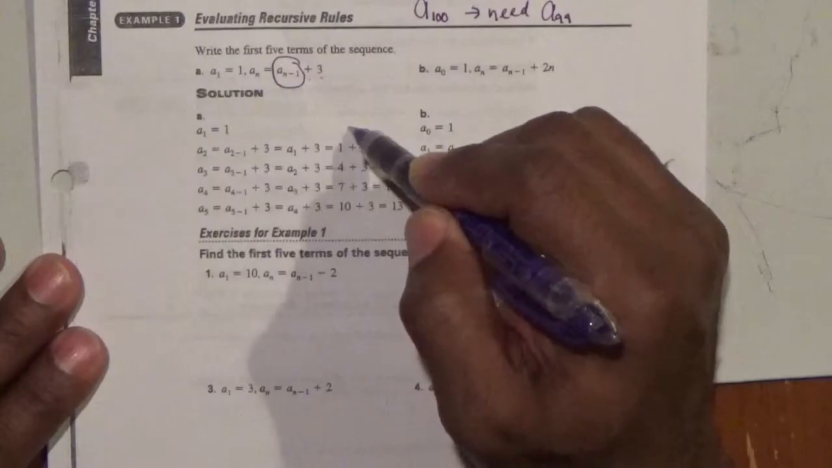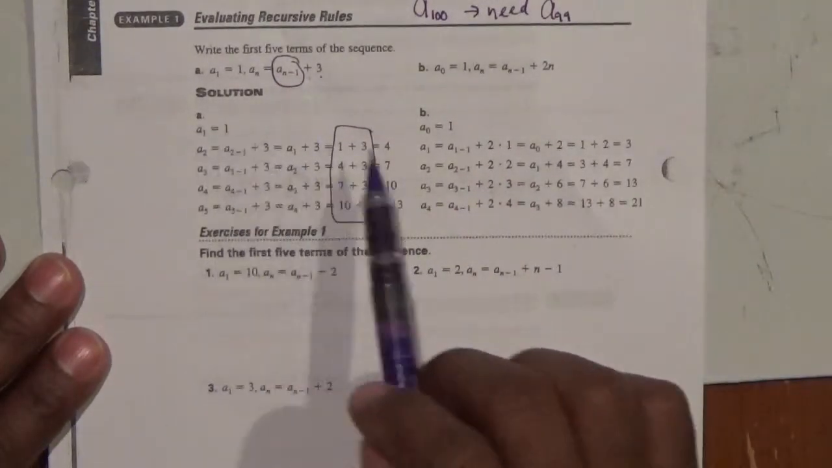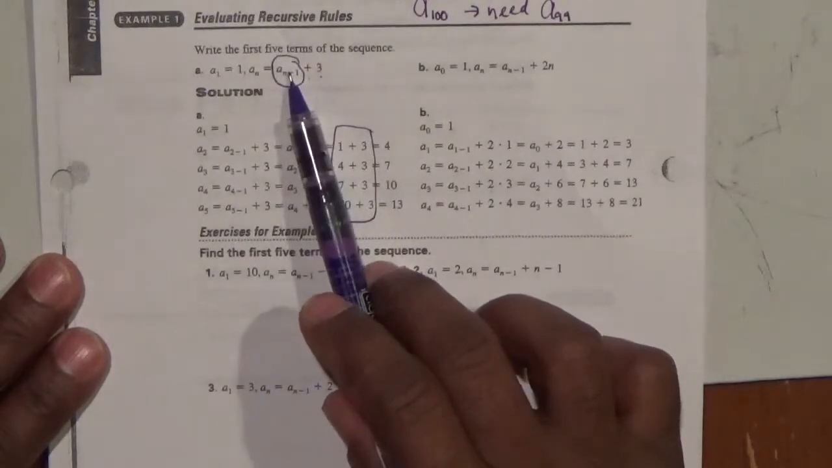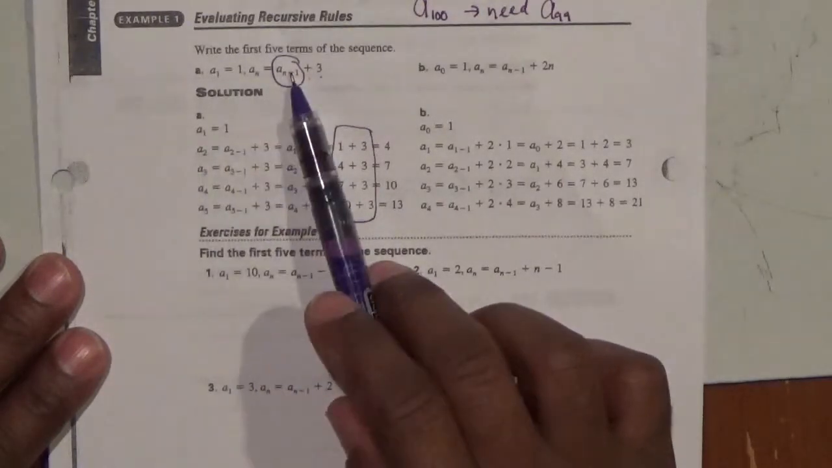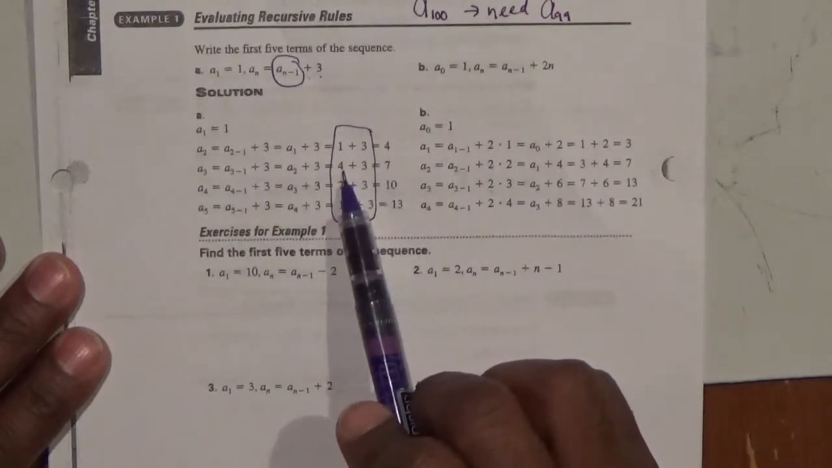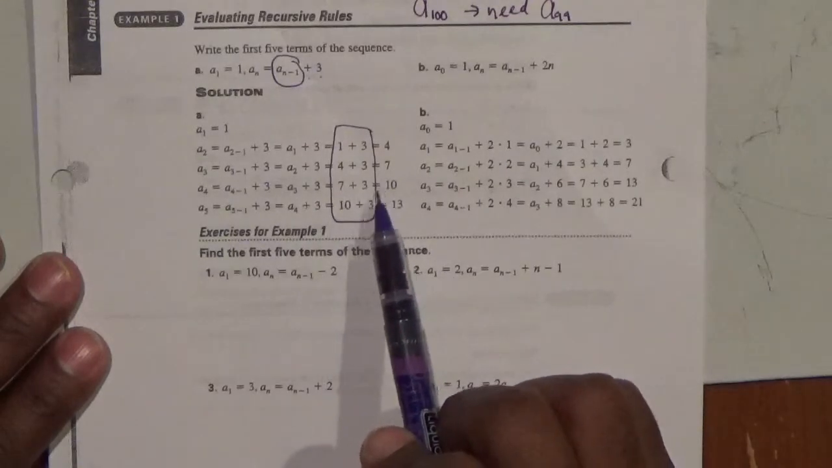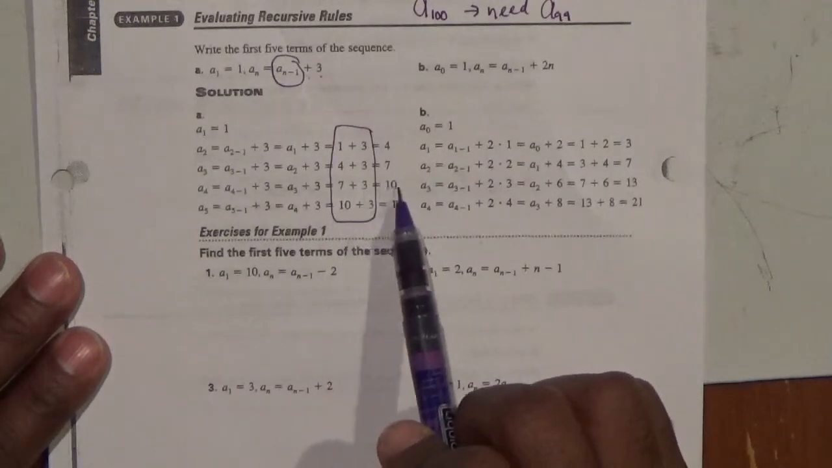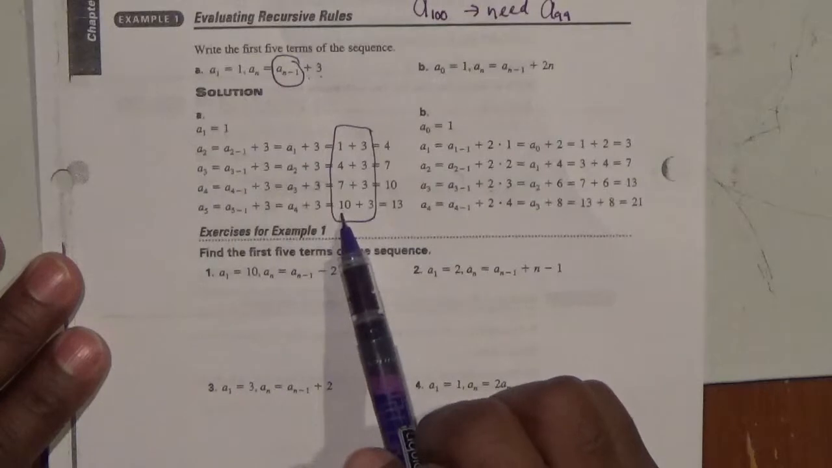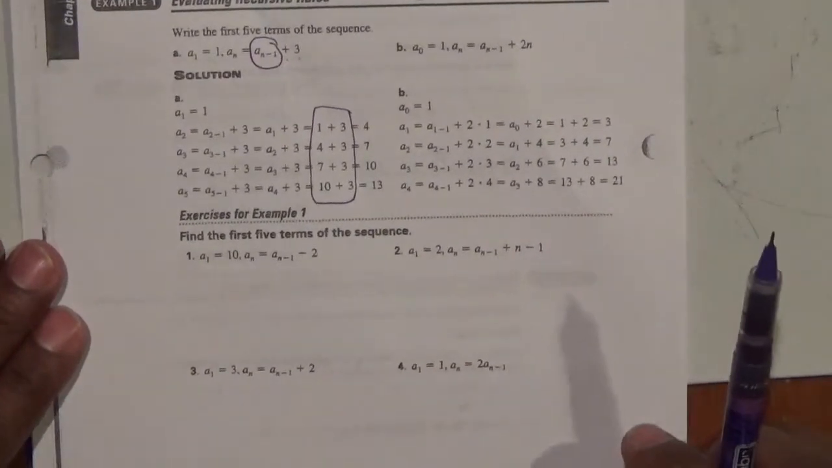If you look right here, the first term is 1, and to find the second term we take the previous term and add 3 to it to get 4. Then take the previous term and add 3 to it to get 7. Take the previous term, add 3 to it, get 10. Take the previous term, which is 10, add 3 to it, and you get 13. That's pretty much how we do that.